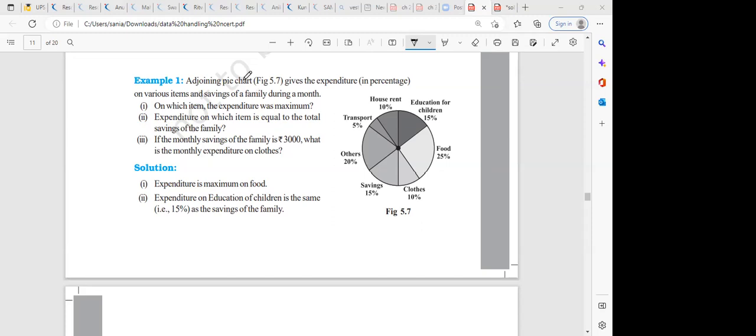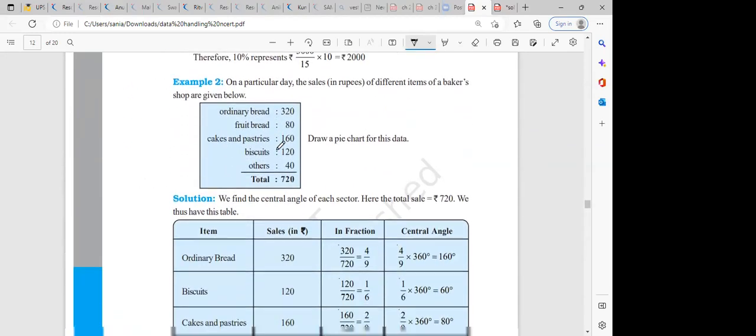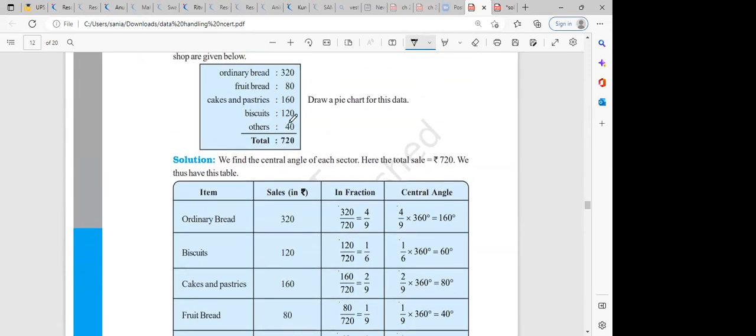Okay, so let's just understand from here itself. I just wanted to show you the simple diagram actually, but we don't have it. So for example, this is your data: ordinary bread is 620, 80, 160, like this. Remember one thing: whenever you are going to draw the pie diagram, you need the values in degrees. You don't need values in percentage or anything else. You need values in degrees.